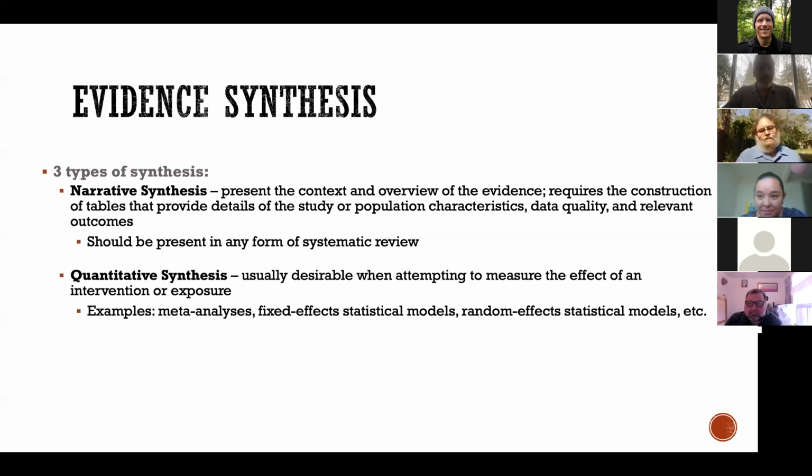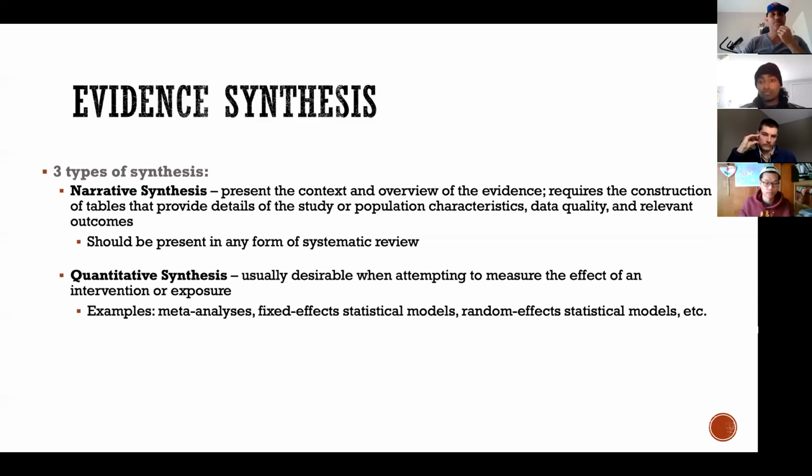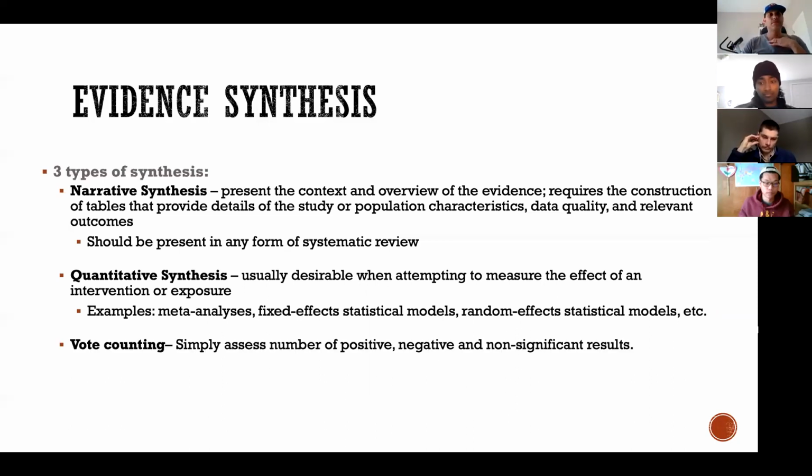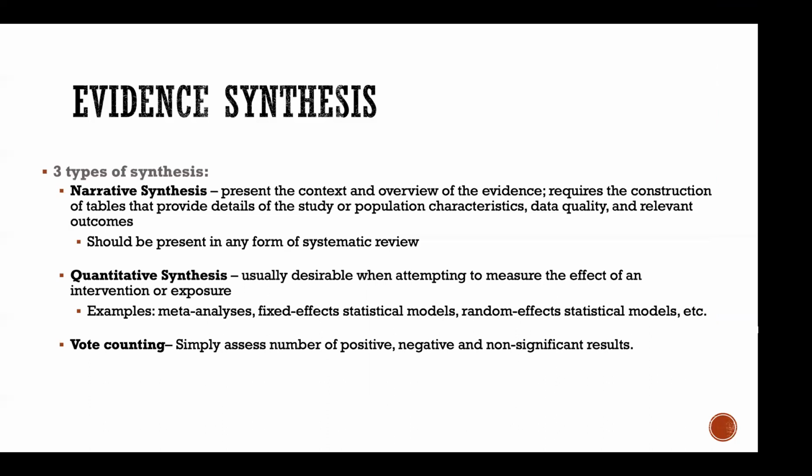The quantitative synthesis is usually more desirable, especially in cases where we want to measure the effect of an intervention or exposure or a treatment. There are a number of different statistical models available. We can still use vote counting in some ways to paint the overall picture of the evidence synthesis. If 90% of studies are showing a positive significant effect, that's a really important thing to communicate. If half are showing one thing and the other half are showing a different thing, that's also really important to communicate before you get into analyzing any information.